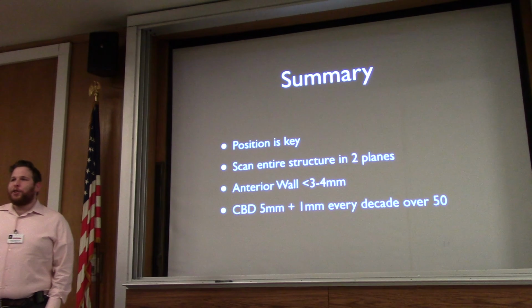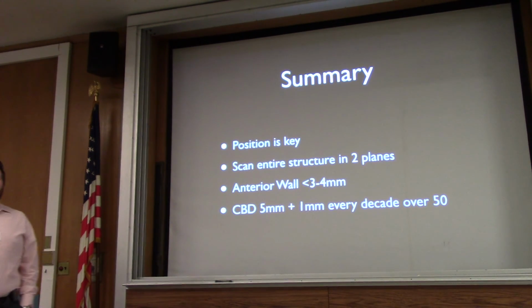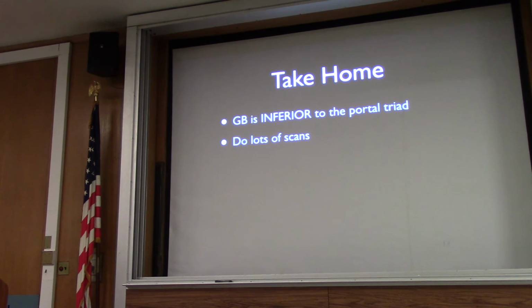So, in conclusion, position is key. You want to scan the entire gallbladder in two planes. Anterior wall 3 to 4 millimeters. CBD 5 millimeters plus a millimeter for every decade over 50. And if you take nothing home from this lecture other than where to find the gallbladder, and that's inferior to the portal triad and vice versa. Okay? And do lots of scans.